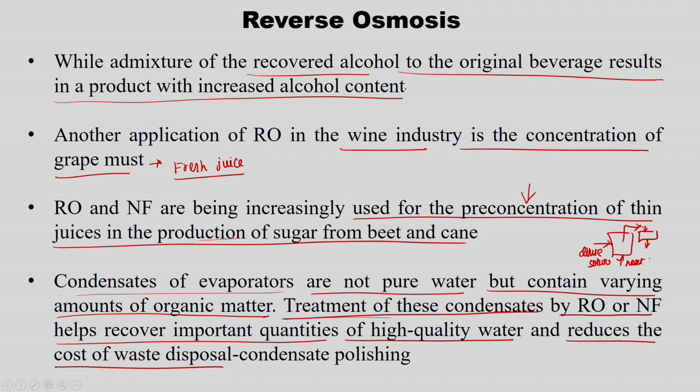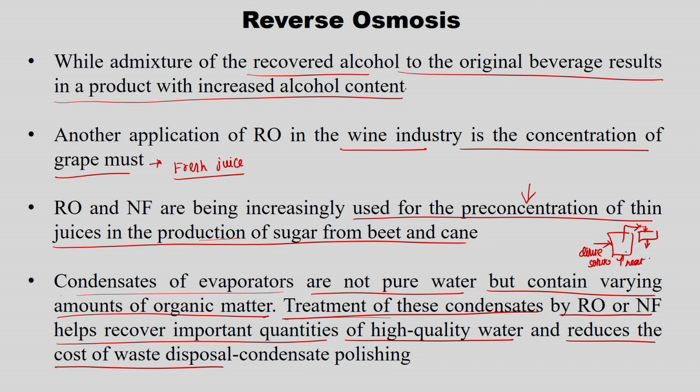So, what did we say? Whatever the vapor comes out of the evaporator, we condense it. So, that is called evaporator condensate. So, this also has some of the organic matter, because whatever the material I am processing in the evaporator may have organic matter. So, when the water evaporates, it also carries some of the organic matter with it. Because of that, the condensate I am getting from the evaporator is not pure water, right. So, this condensate after cooling is sent to the RO or nanofiltration membrane, which removes those organic matter and produces the high quality water, right.